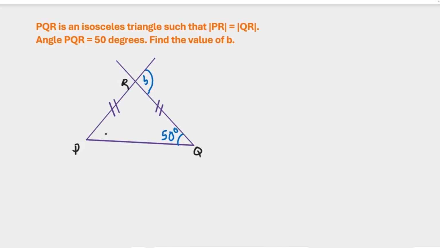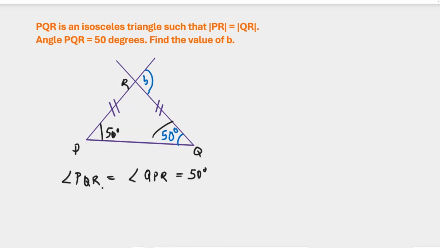So the base angles of an isosceles triangle are the same. So these are the base angles. This and that, they are equal. They are the same. So we can say that angle PQR, that is this angle, is equal to angle QPR. And they are all equal to 50 degrees. So that means this angle is 50 degrees.